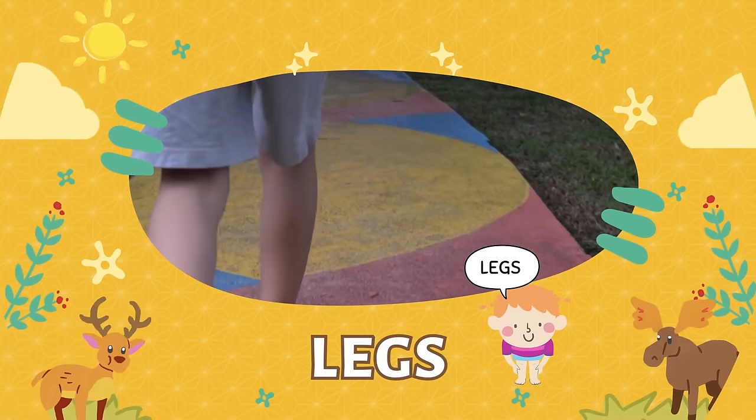O. O is for orange. O is for octopus. O is for ostrich. O is for onion. O is for owl. O is for ox.